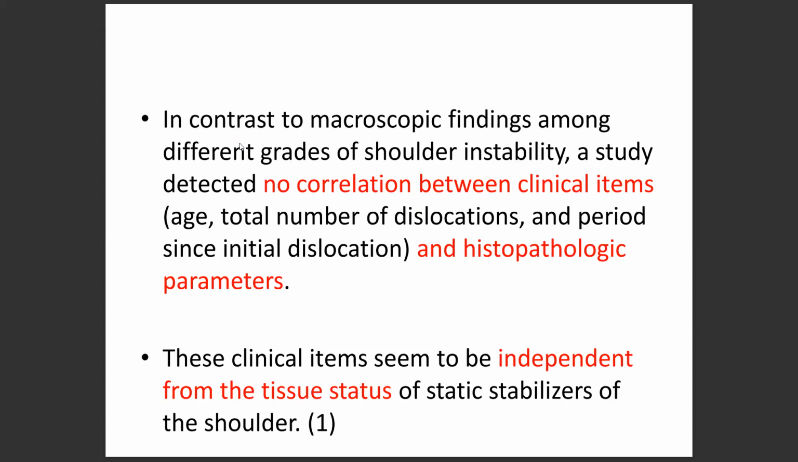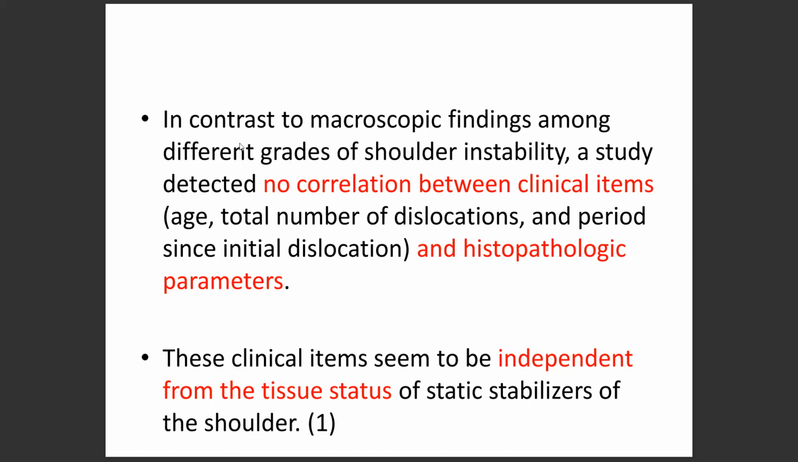In contrast to the microscopic findings among different grades of shoulder instability, a study detected no correlation between the clinical items as well as the histologic pyramid. It means that it doesn't matter what the age of the patient was, what the number of dislocations was, or what the history of dislocation was. It was 3 months, 6 months, or 1 year from that initial dislocation. There was no such correlation. There was no relationship between all these demographic and clinical items and the histopathologic parameters.